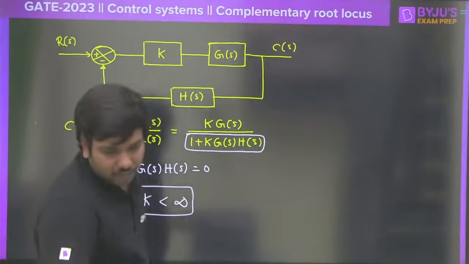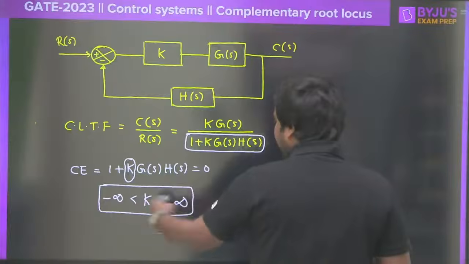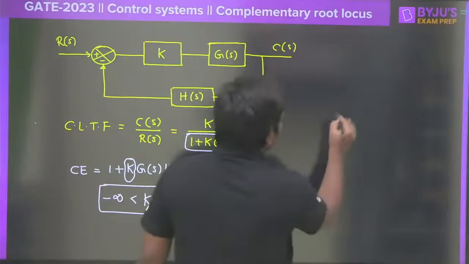So yes, Jeevan, right? Now the most important thing is, if K is varying from minus infinity to infinity, can I write like this now?